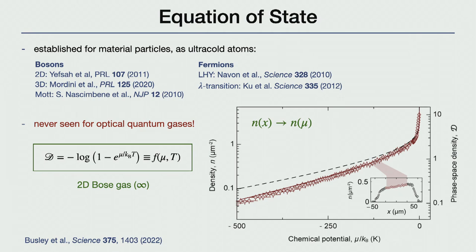So we transform our spatial density distributions to distributions as a function of the chemical potential, and in this way are able to stitch together the density as a function of chemical potential. And you see the dashed line here that corresponds to the prediction of the 2D Bose gas. There's a deviation, and this deviation comes from the fact that the barrier height of these walls is finite. So this is well understood.